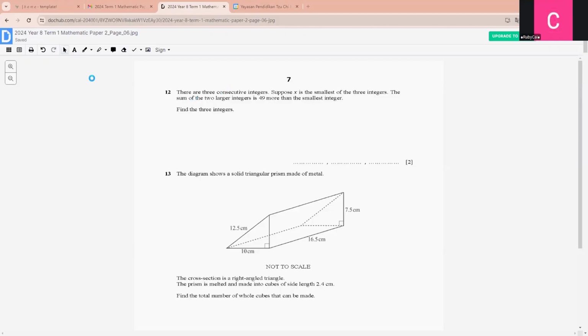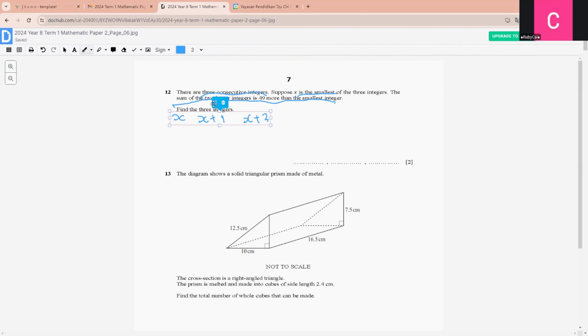Question 12, there are 3 consecutive integers. Suppose x is the smallest of the 3 integers. The sum of the 2 largest integers is 49 more than the smallest integer. So find the 3 integers. So we know the first integer is x, the second integer is x plus 1, and the last integer is x plus 2.